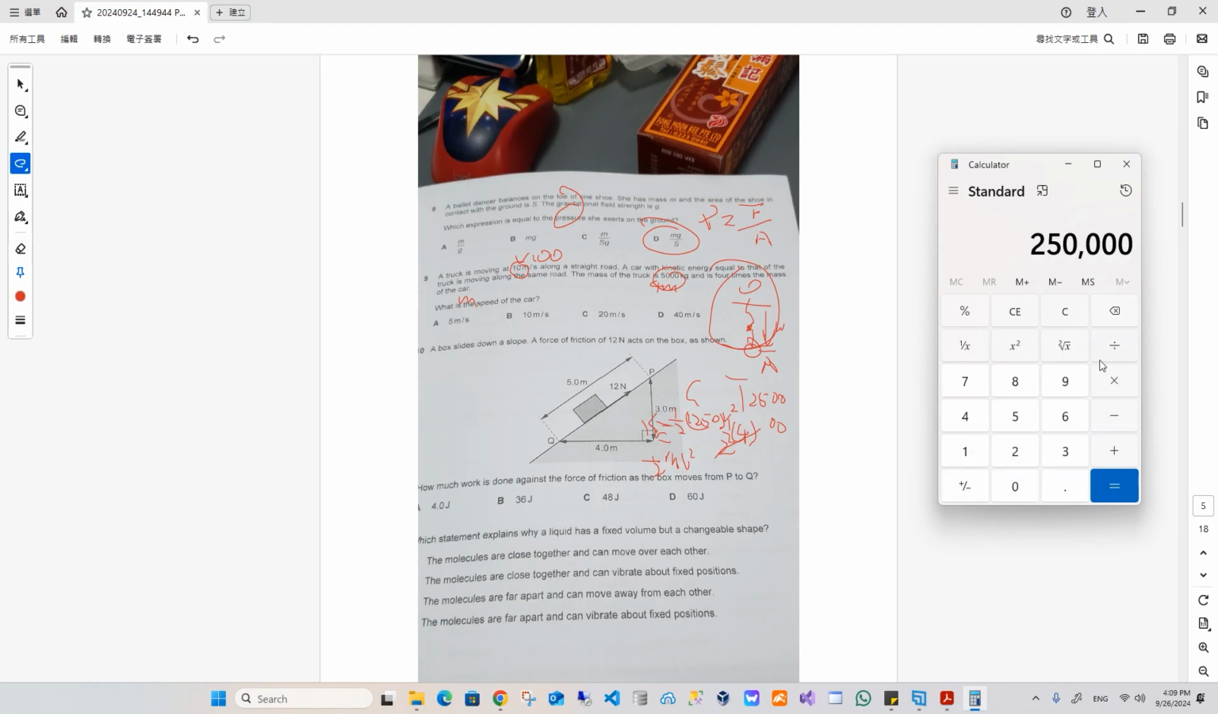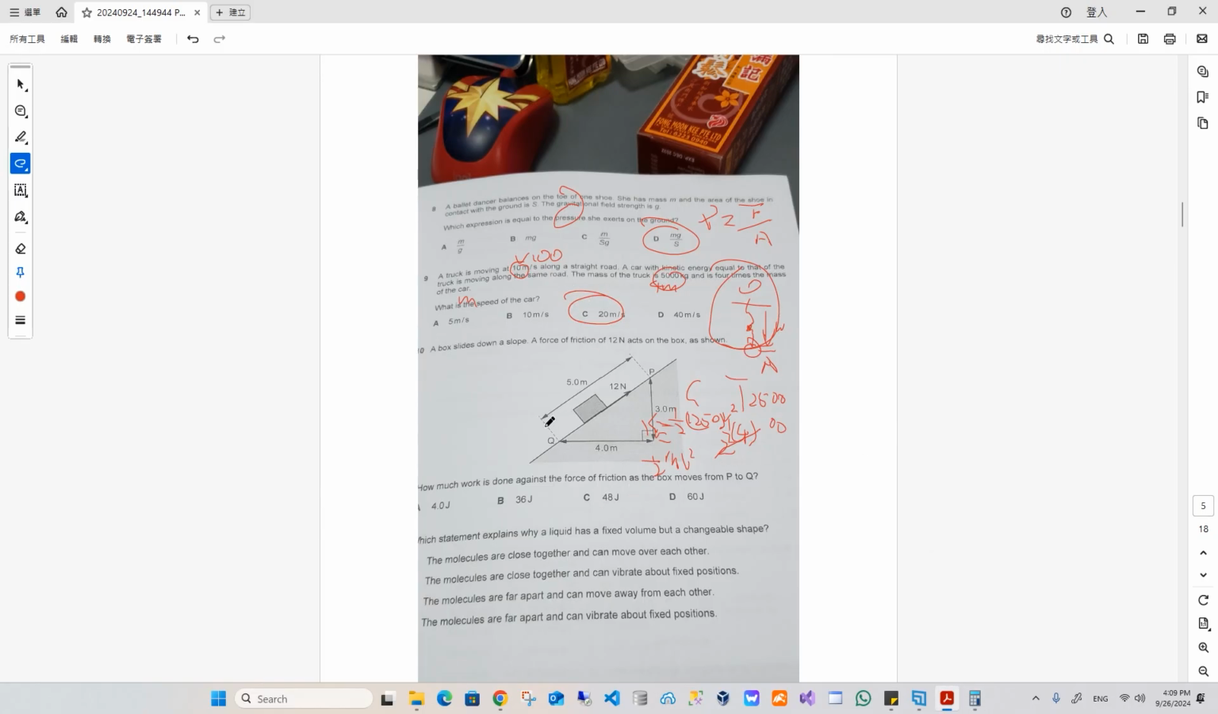250000 times 2 divided by 1250. Then take the square root of it, which gives 20. So the answer is 20.